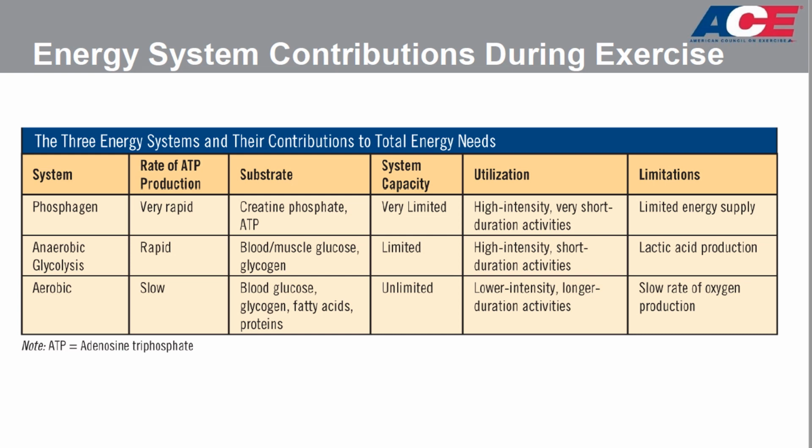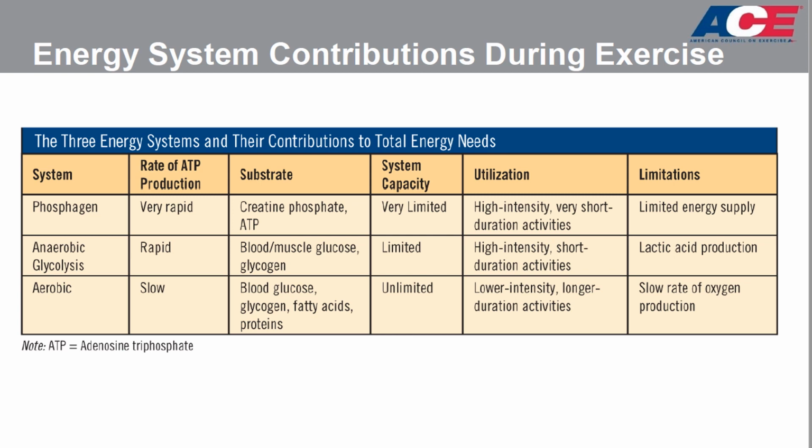So to summarize, during exercise, the body utilizes different energy systems to meet the energy demands. The contribution of each energy system depends on the intensity and duration of the exercise. So you have the phosphagen system, which is an immediate energy system, also known as the ATP-PCr system, that provides energy for high intensity, short duration activities. It relies on stored ATP and phosphocreatine in the muscle.